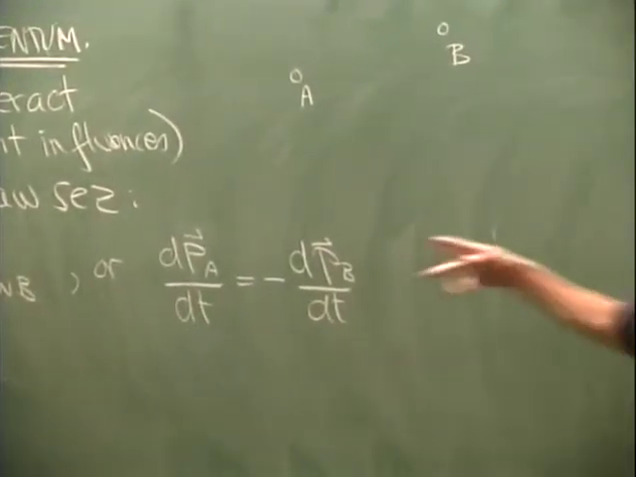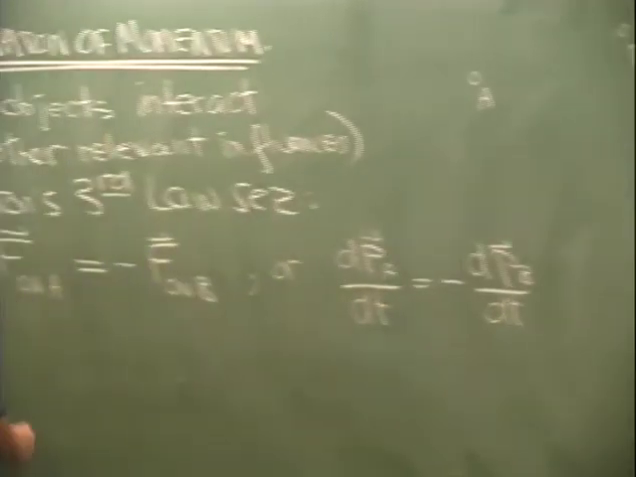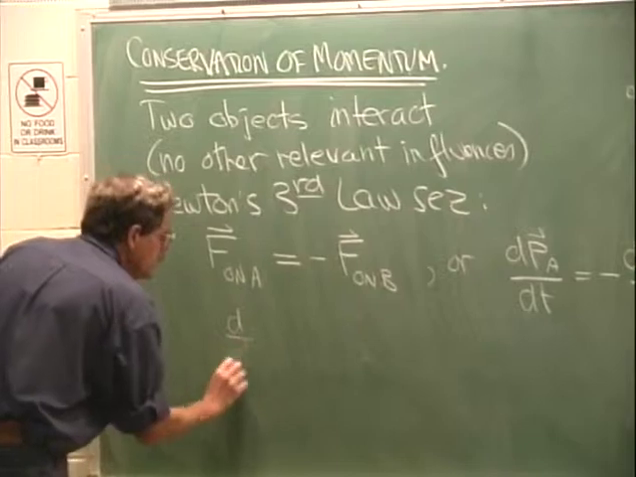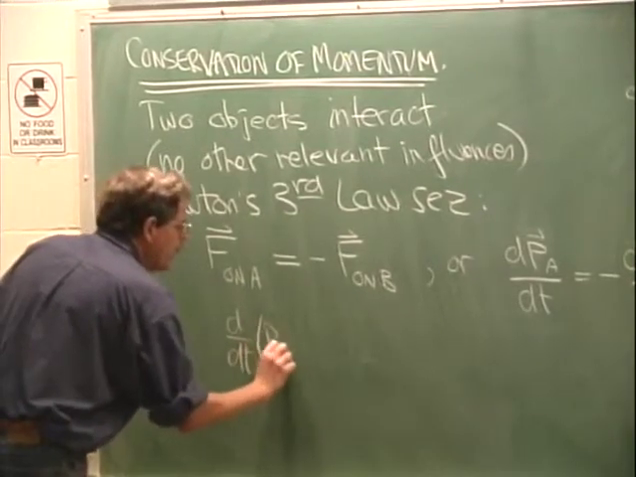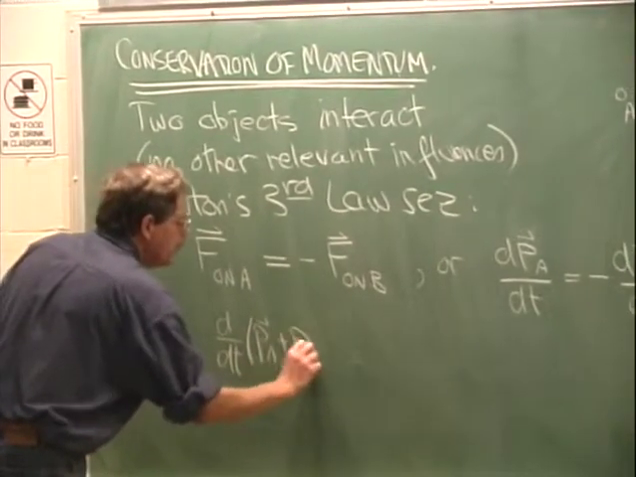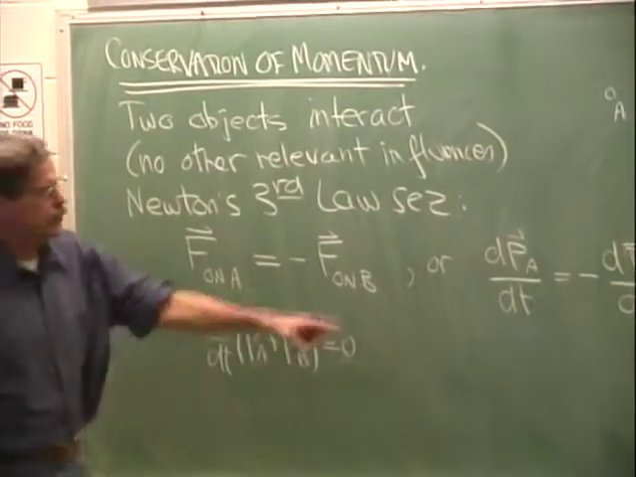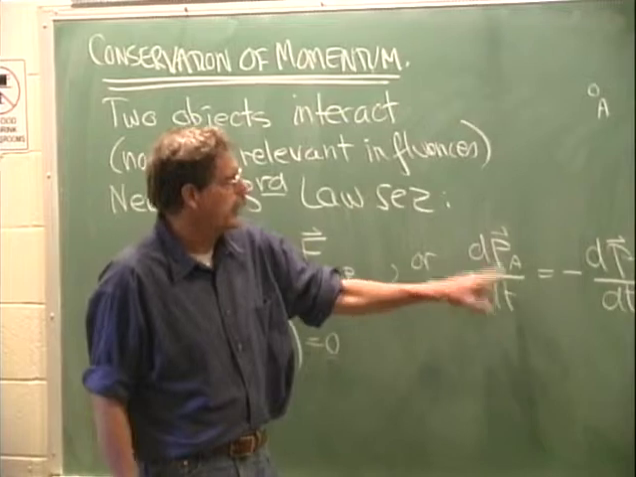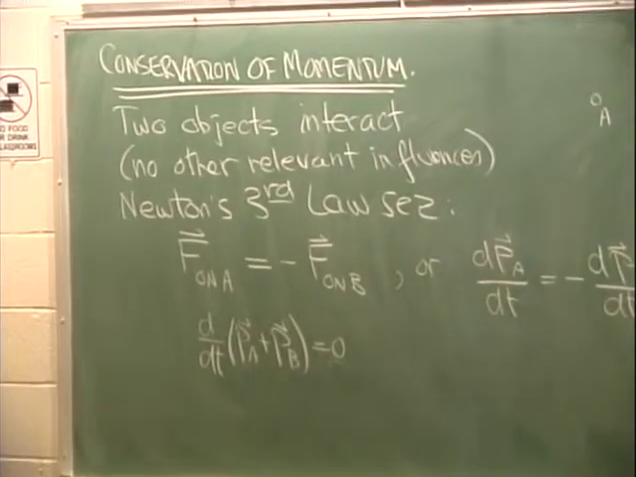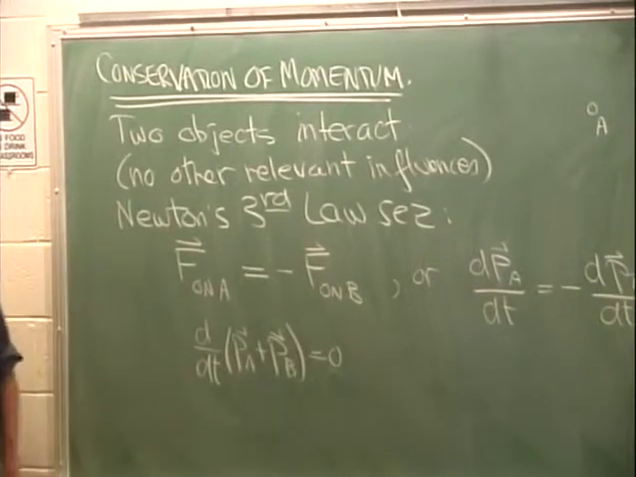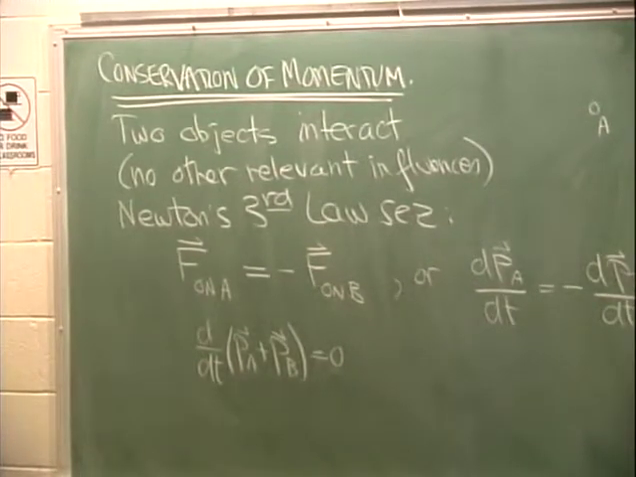Actually, let me pull a dP B/dt over to the other side and write this instead as d/dt of the sum P A plus P B. That's got to be equal to 0. You see how I did that? Pull this over to the other side. Now I've got the derivative of P A plus P B. The derivative of the total momentum, if you will, the sum of the two, is equal to 0.